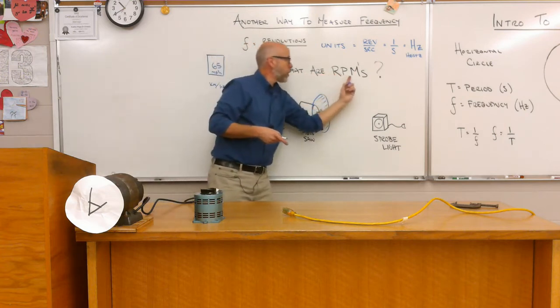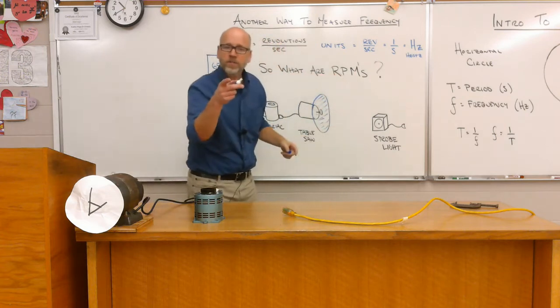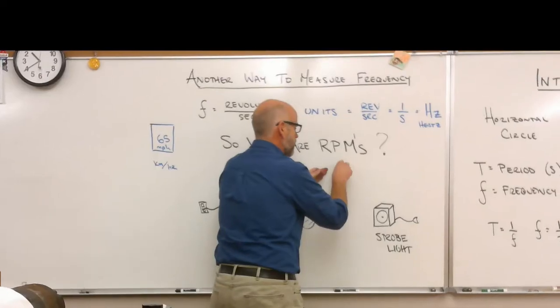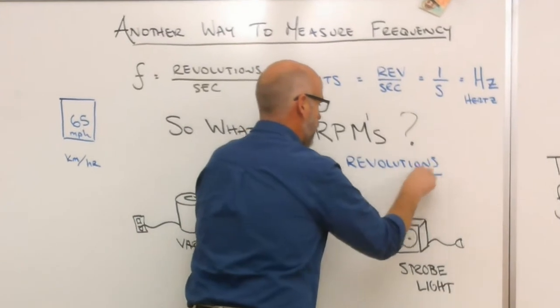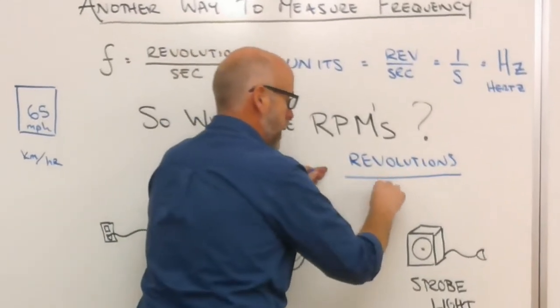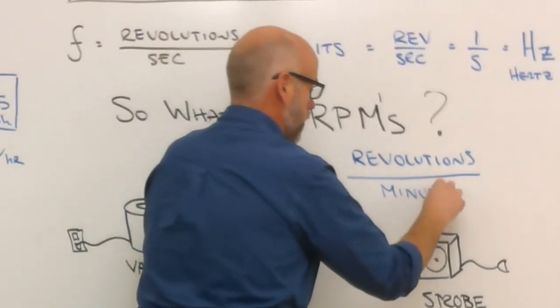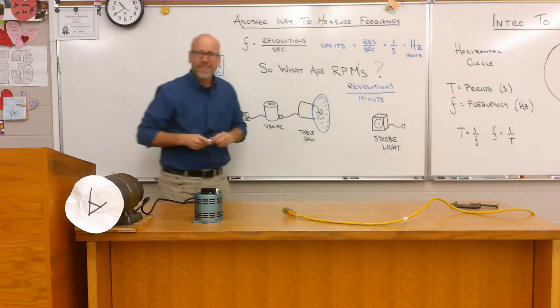Revolutions per minute is a measurement of frequency because it's the number of revolutions per unit time, which in this case is a minute. Easy.